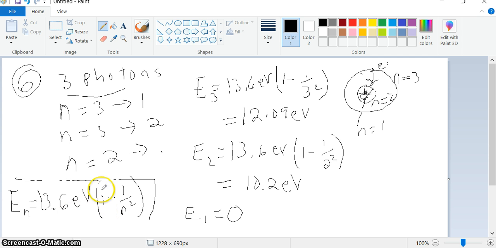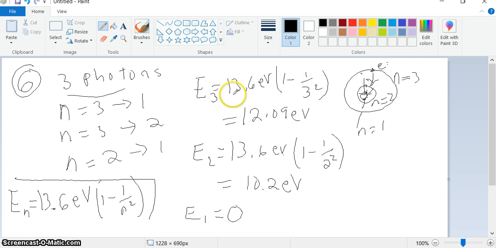Anyhow, that's equal to the product of 1 minus 1 divided by n squared. And so again, n is just a number. Those are the quantum levels. So n equals 1, for example. All right, anyhow, you get the idea.